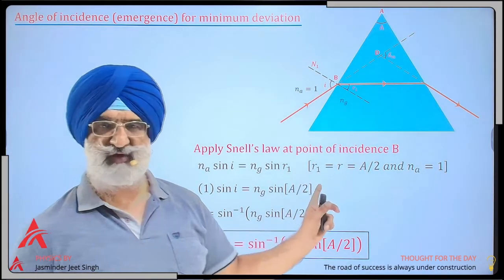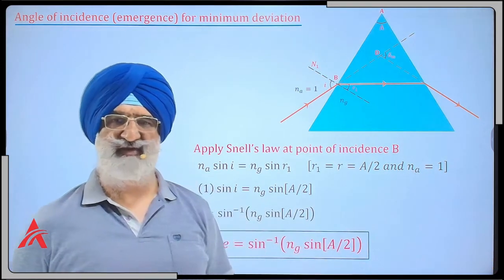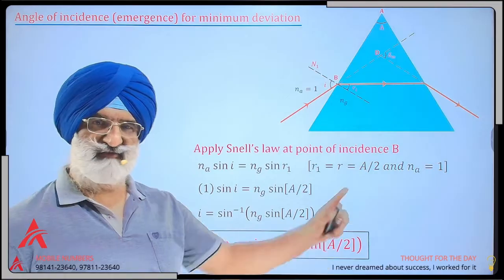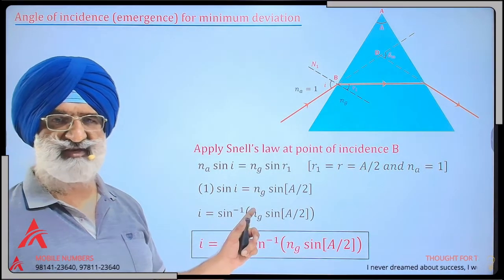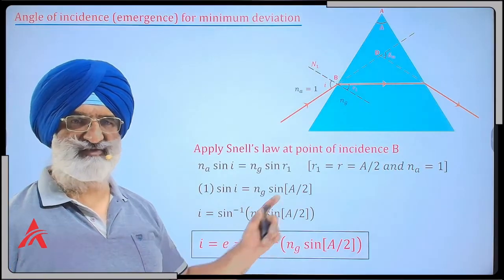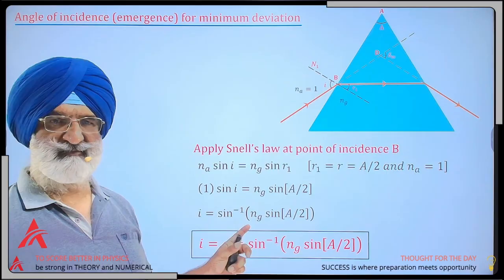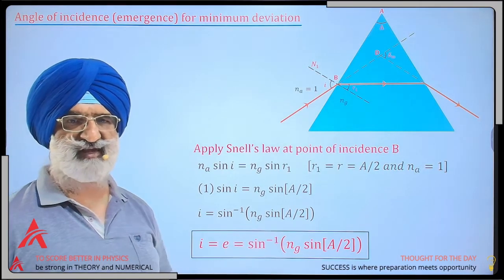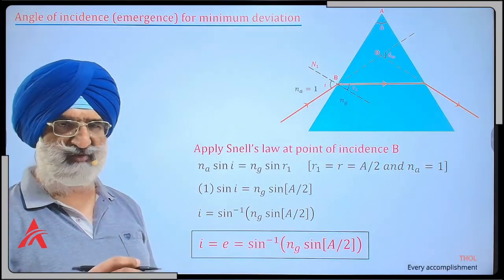R1 and R2 are equal, they are both equal to A upon 2 and the refractive index of air is equal to 1. If you substitute these values in this formula, we will get sine I is equal to refractive index of glass into sine A upon 2. Therefore, I will become sine inverse of refractive index of glass into sine A upon 2. I and E are both equal to this value.